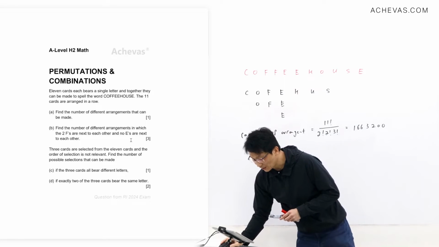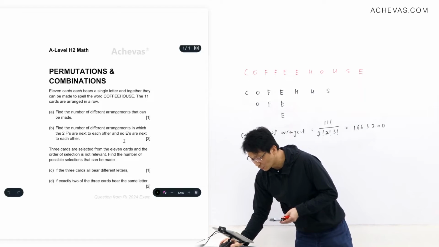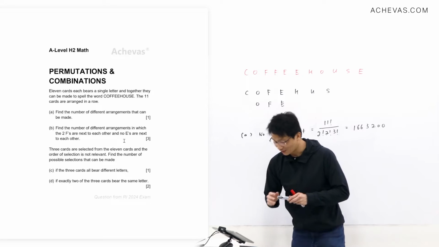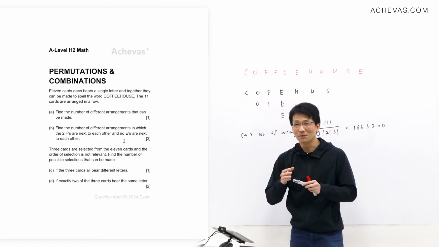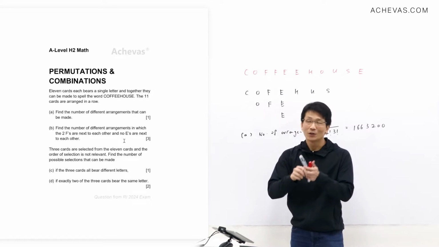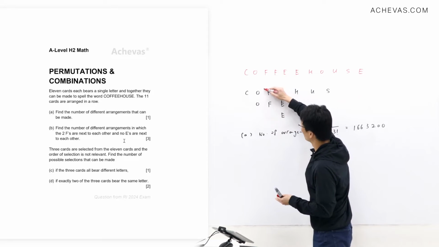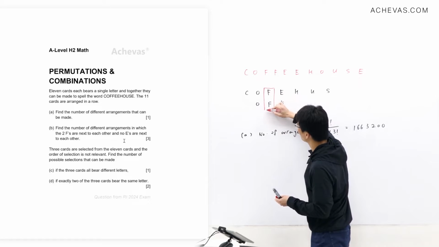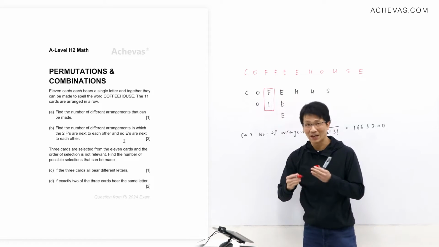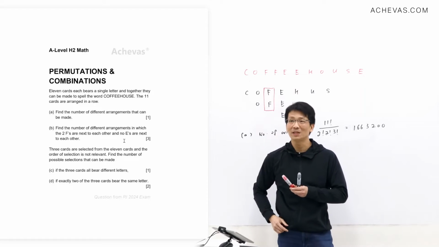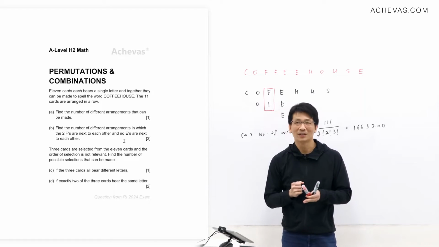As for part B, it says find the number of different arrangements in which the 2 F's are next to each other and no E's are next to each other. For those questions which involve a together condition, usually what I will do is group them as one unit. For this case, the 2 F's must be together, so I will just group them as one unit. And no E's next to each other means all the E's must be separated.